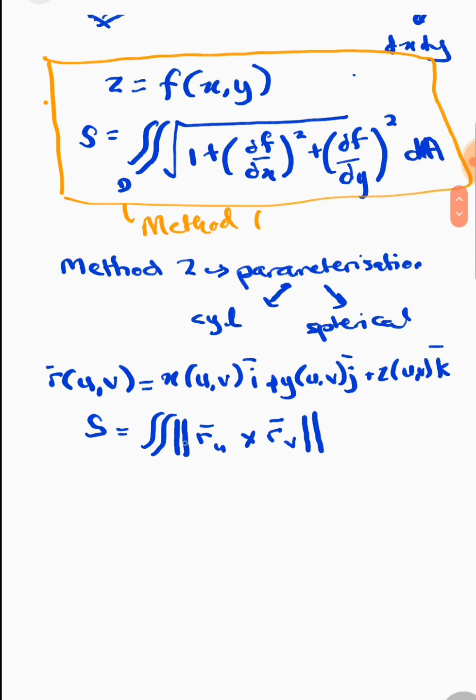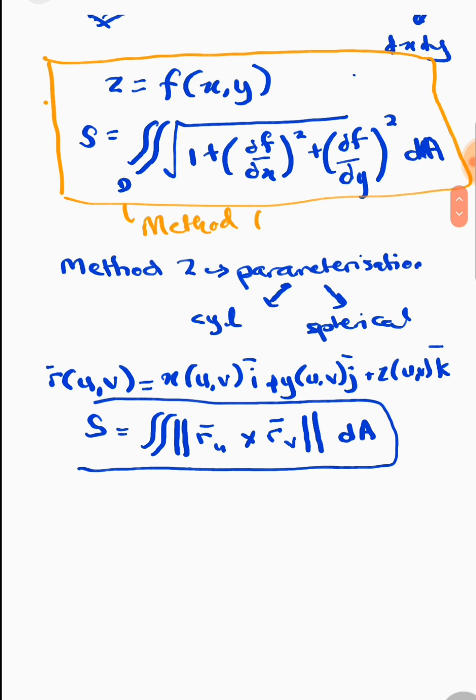Alright, so the first vertical line that you see here is actually the cross product of your ru cross rv, and the second vertical line that you see on the outer part actually indicates the magnitude of it. This looks like a simplified version, but I will also show you. So this is for method 2. Alright, so let's explore what it means.